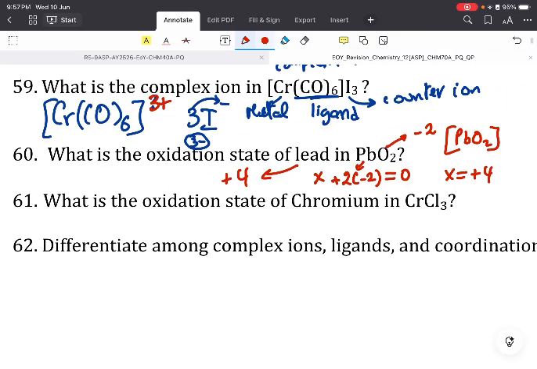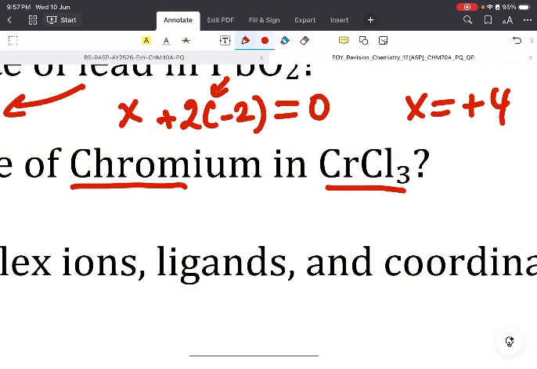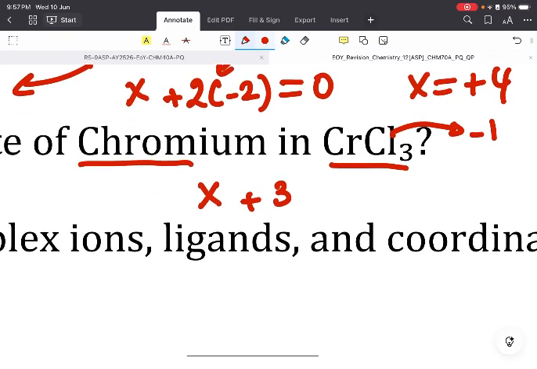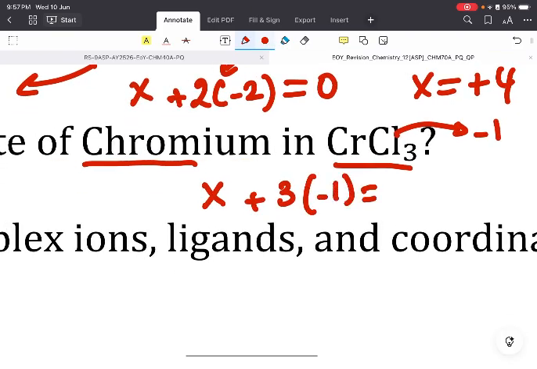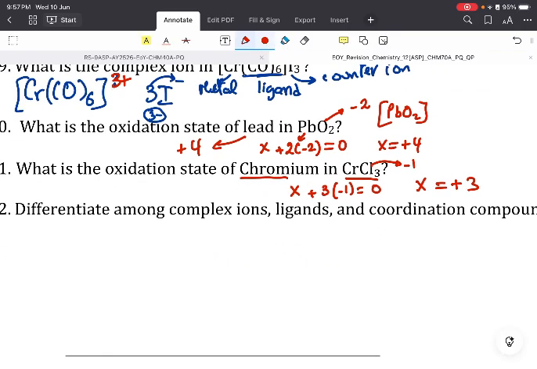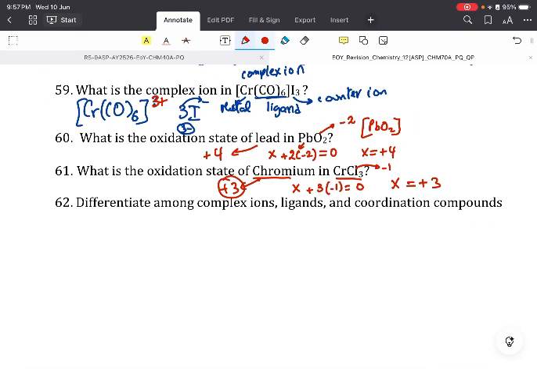What is the oxidation state of chromium in CrCl3? Again, I'm going to assign X to Cr and I have 3 Cl. Every Cl has an oxidation state of -1 because it belongs to group 17. So I have 3 multiplied by -1, and again this whole compound is neutral. Therefore, solving for X, we'll get X to be +3. So the answer is +3.